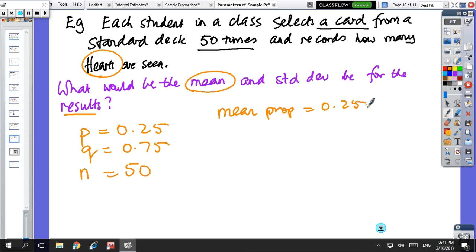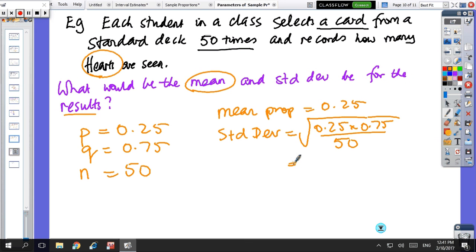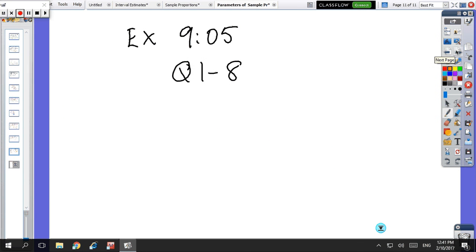The expected proportion is 0.25, and the standard deviation equals the square root of 0.25 times 0.75 over 50, and on my calculator I get 0.061. Okay, and I think that's it. That's our last slide, and there's the exercise to do. So hopefully you'll enjoy that. Thanks, bye.